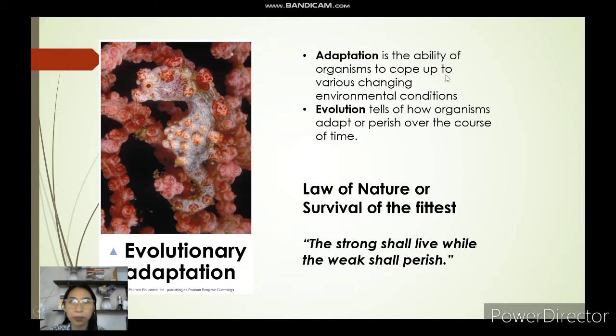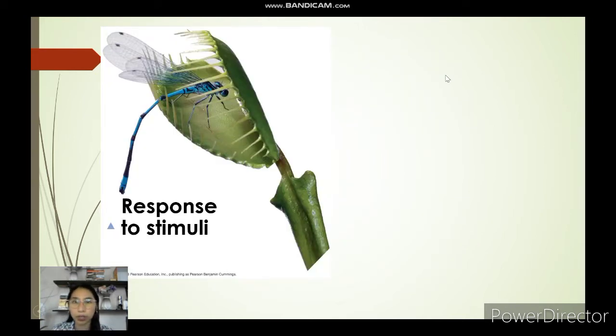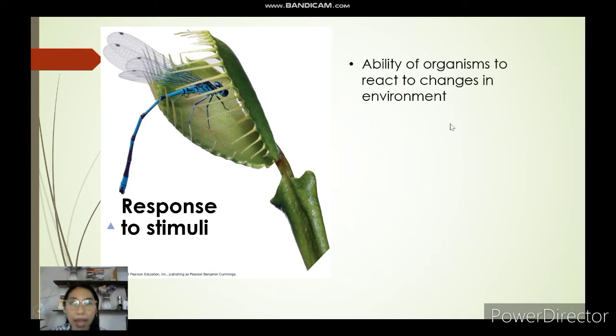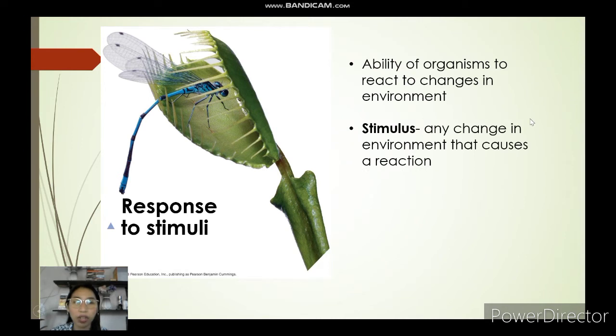Alright, let's proceed. Next is response to stimuli. Response to stimuli is a special ability of organisms to react to changes in the environment. The stimuli, or stimulus, is any change in the environment that causes a reaction. It could be loud music, or sudden loud clapping, or even sunlight, or air, or changes in temperature. These are the stimuli.